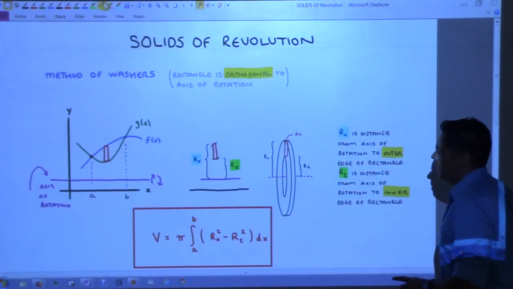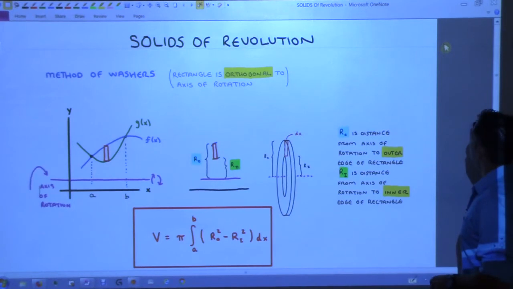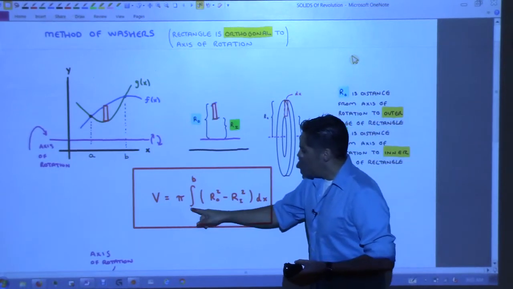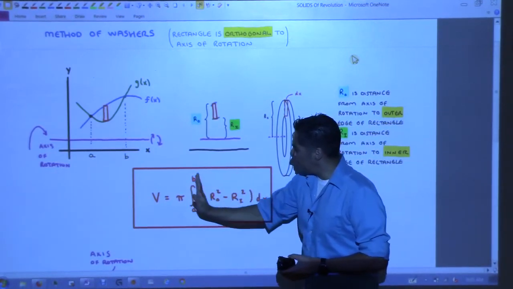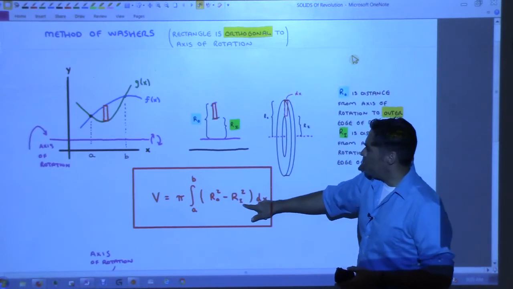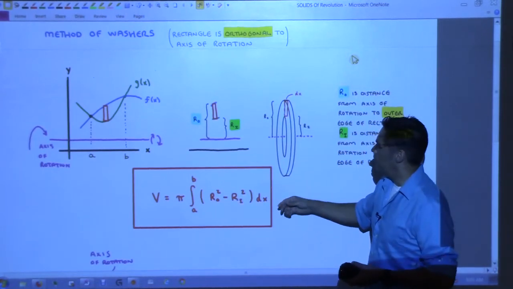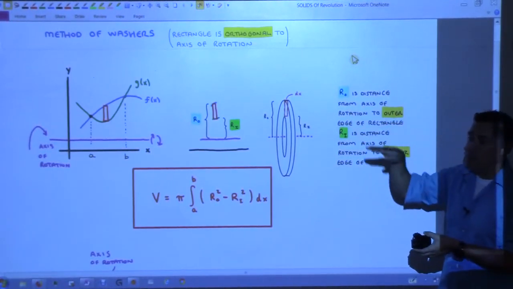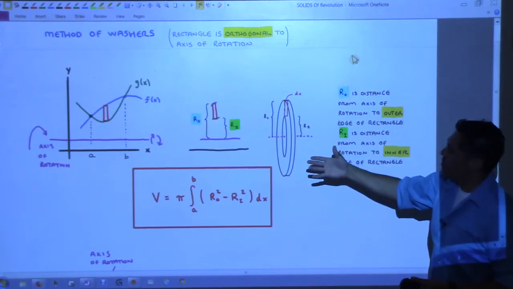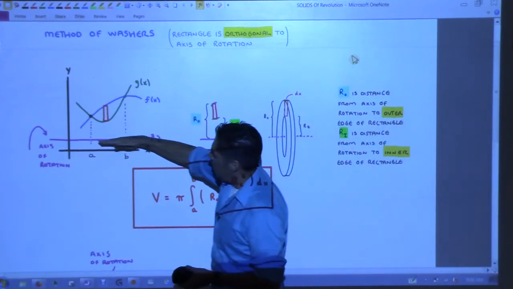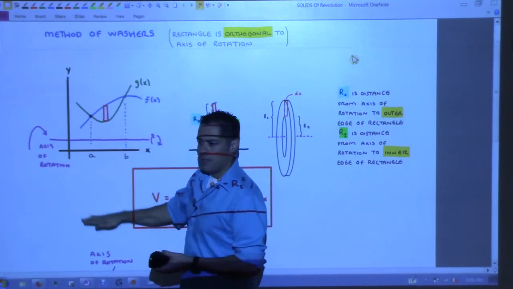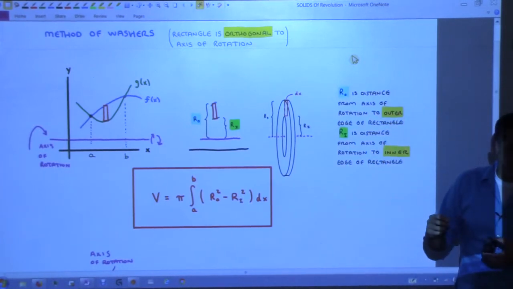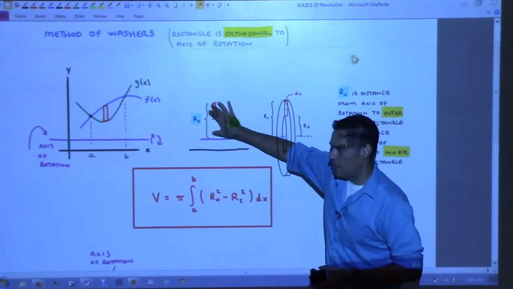If we do that, then the formula, and I tried to generalize it as much as I could, is that you're going to have pi integral from a to b, which are your limits on x, and then it's going to be your outer radius squared minus your inner radius squared dx. And remember, the outer radius and inner radius always depend upon your region and where the axis of rotation is. For this particular drawing, I put the axis of rotation down here, but it could have been up here, it could have been down here, it could have been the x-axis. So I couldn't give you a general formula. You have to understand that you're always going to have to calculate this, yes?